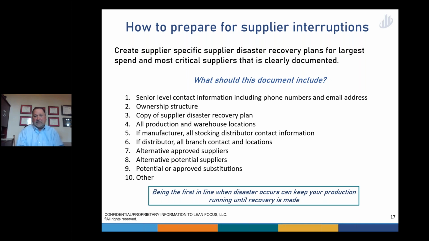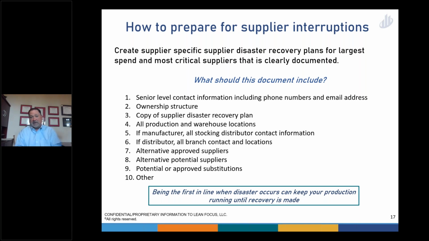And the key really is to be first in line. My experience has shown in many cases over my career that when we were able to be first in line to approach a supplier that had an issue, and secure that place in line to get product when they are back up and running, it was critical. So, some really basic things, but understanding who those senior level contacts are, including phone numbers and email addresses.